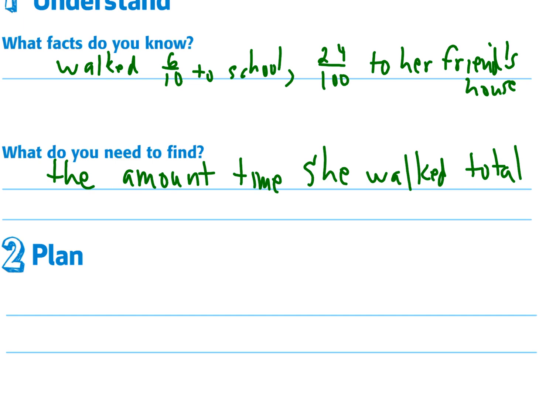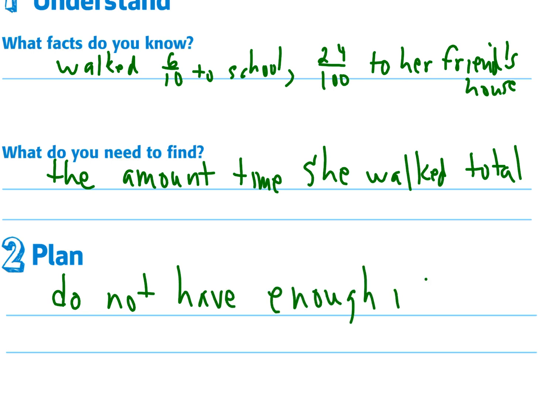So as I get ready to do my plan, the first thing I have to ask myself is, do I have too much information or not enough? And I realize I do not have enough. Because in order to be able to answer this question, I need to know how long it took her to walk to school and to walk to her friend's house.